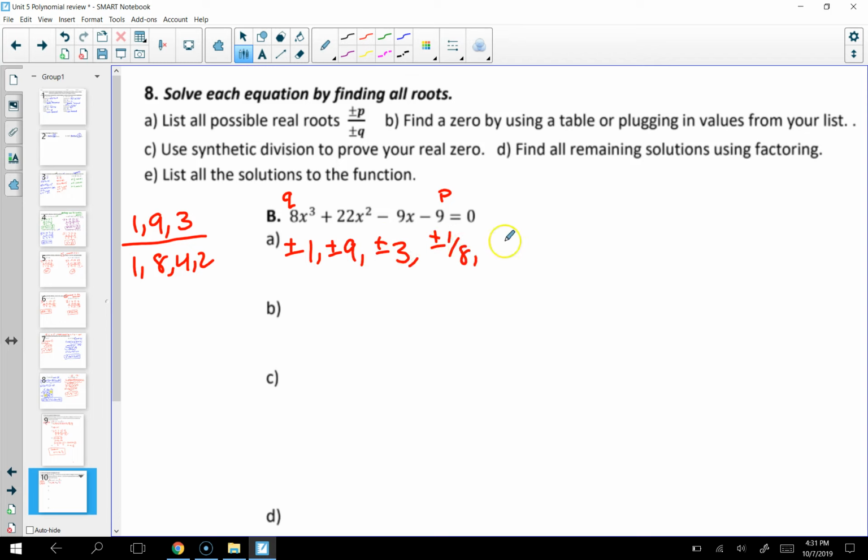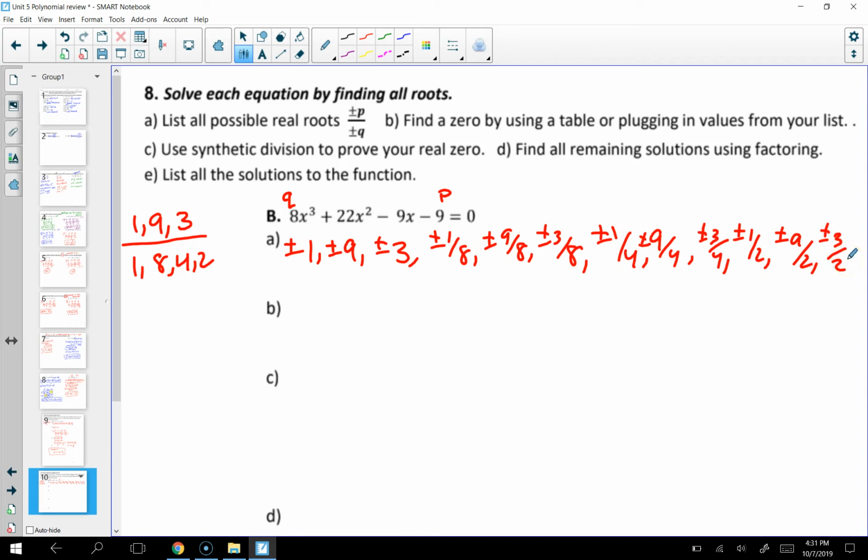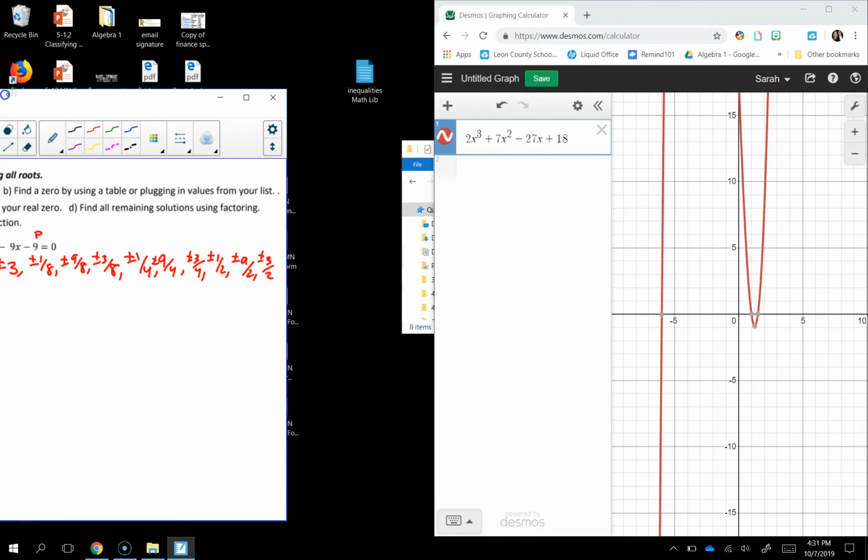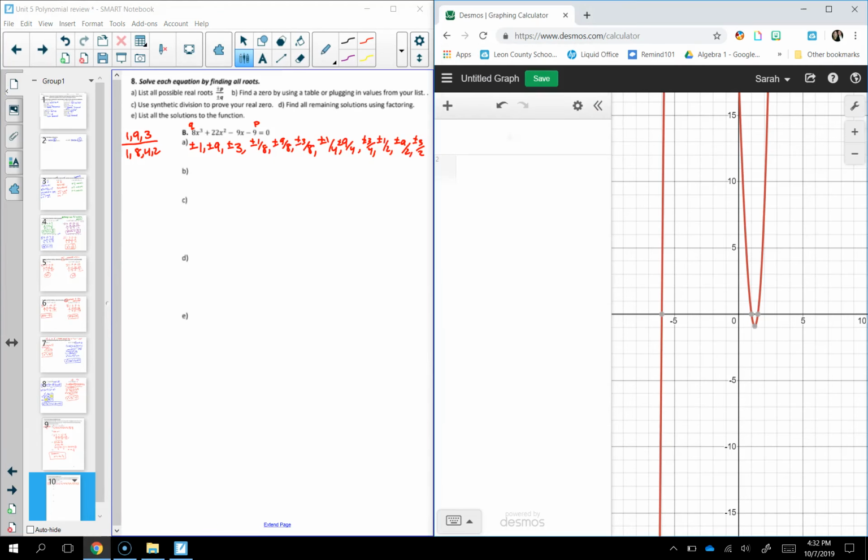So we have 1 over 8, 9 over 8, and 3 over 8. Divide them all by 4. It'll be a long list. 1 over 4, 9 over 4, 3 over 4. Now divide them all by 2. 1/2, 9 over 2, and finally 3 over 2. Whew, that one's long. Alright, let's plug it in though and see what our graph looks like and where it's going to cross. So we're done with this one.